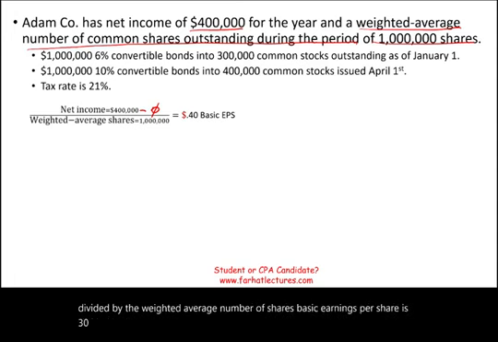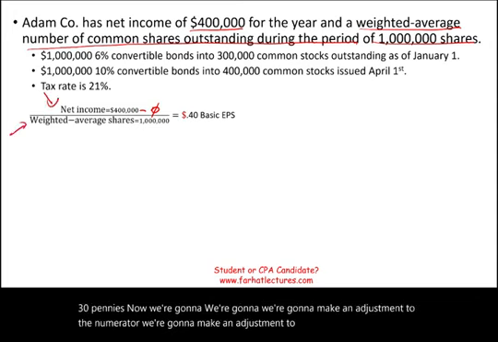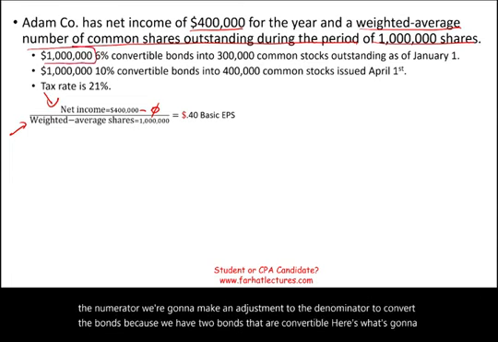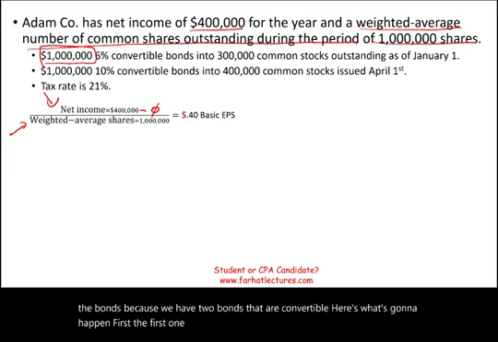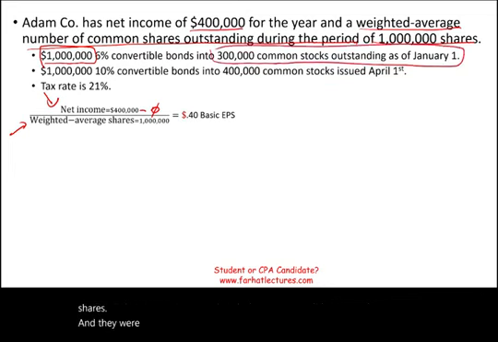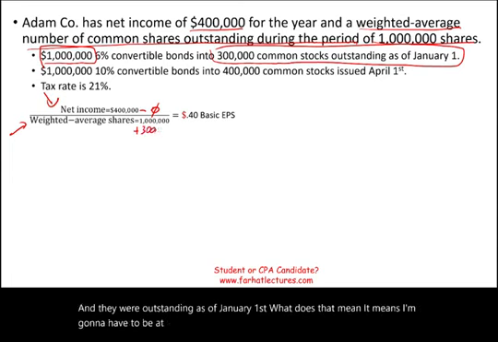Now we're going to make an adjustment to the numerator and an adjustment to the denominator to convert the bonds, because we have two bonds that are convertible. Here's what's going to happen. First, the $1 million bonds are converted into 300,000 shares, and they were outstanding as of January 1st. What does that mean? It means I'm going to have to add 300,000 to the denominator for these bonds.